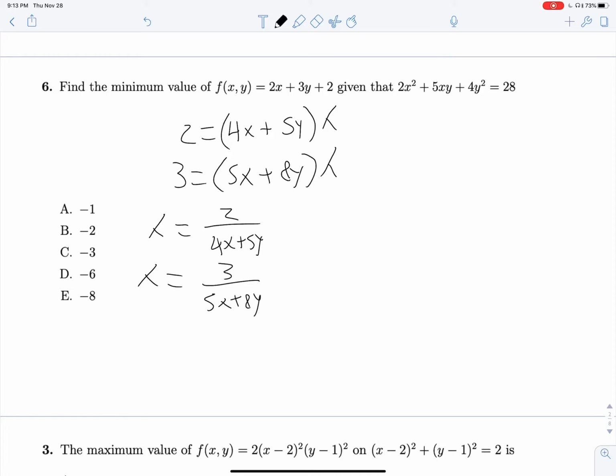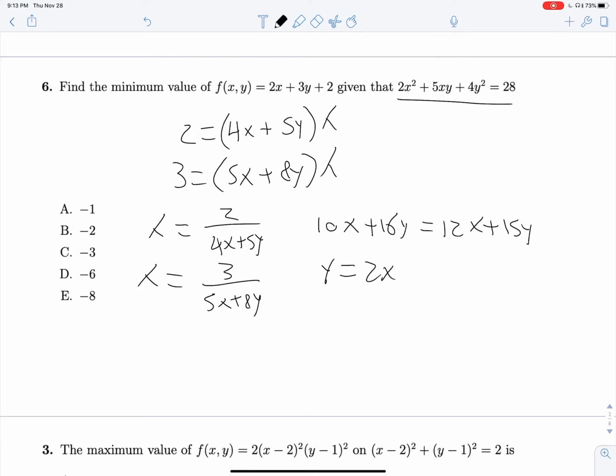So we can equate these two, and we'll see that 10x plus 16y is equal to 12x plus 15y. And that will give us y equals 2x when we simplify and combine all our like terms. So now with y equals 2x, we know that we need to plug this into our constraint function up here.